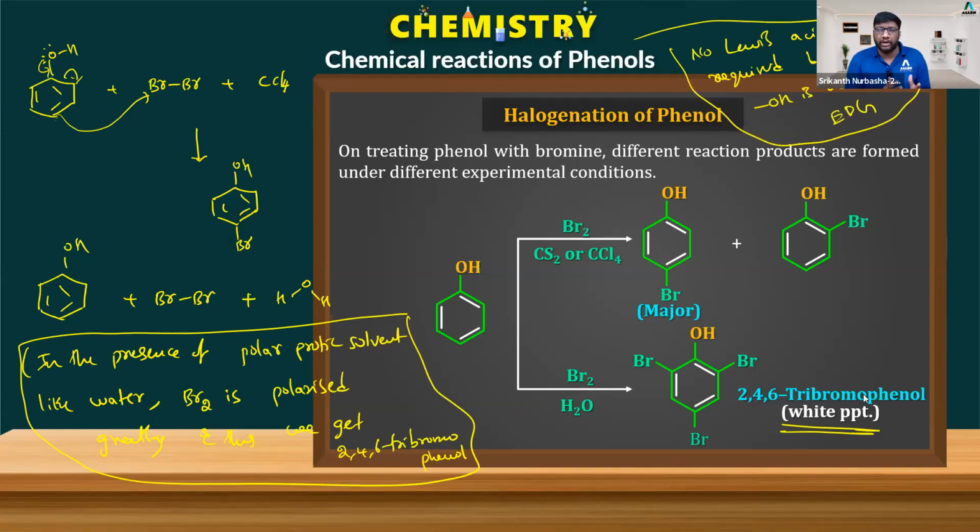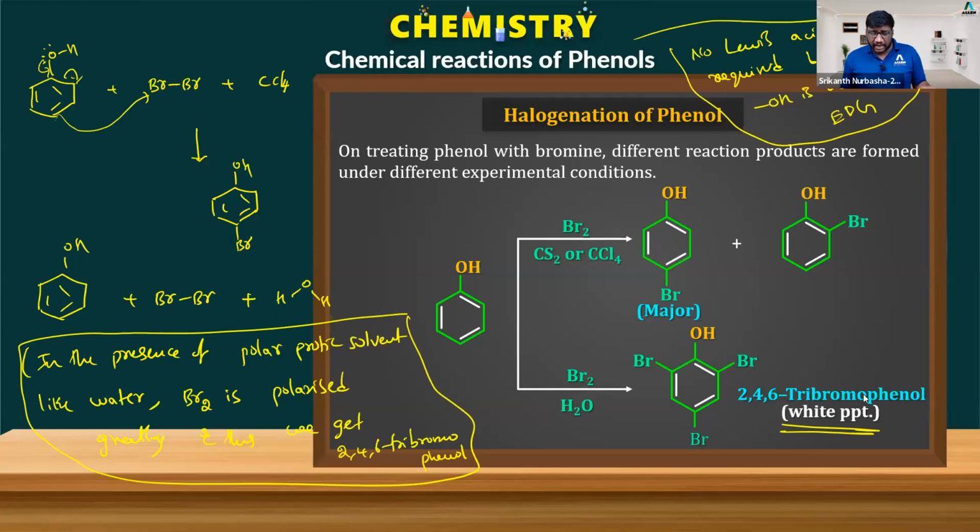The third point is, if you treat phenol with bromine in the presence of a polar protic solvent like water, you will get 2,4,6-tribromophenol, which is a white precipitate. The difference between these two is that in a polar protic solvent like water, the polarization of Br2 to generate an electrophile is high. Why? Because H2O is also polarizing Br2, along with phenol.